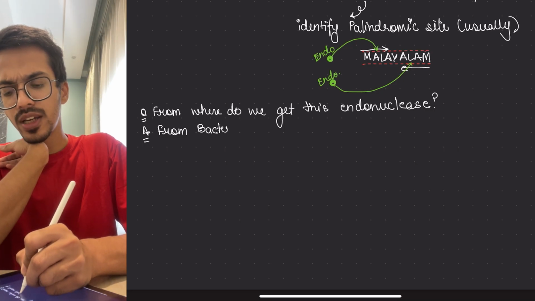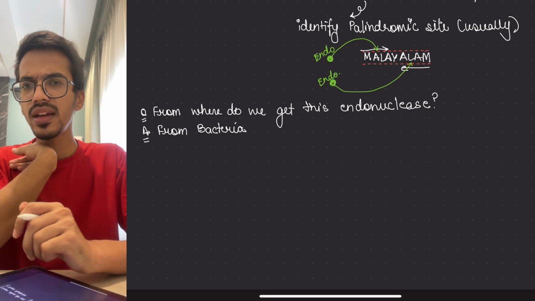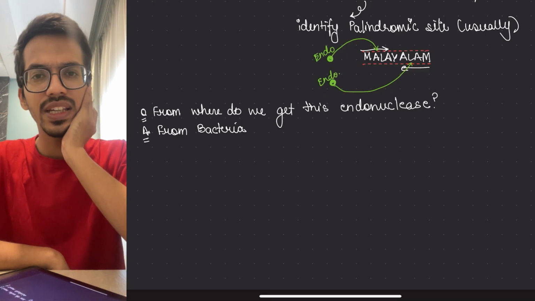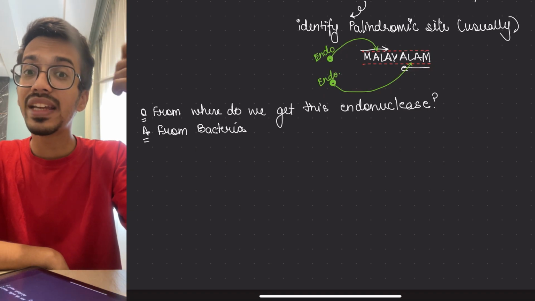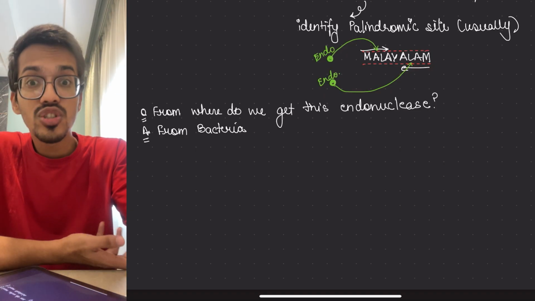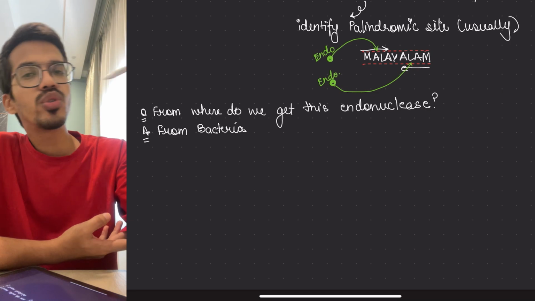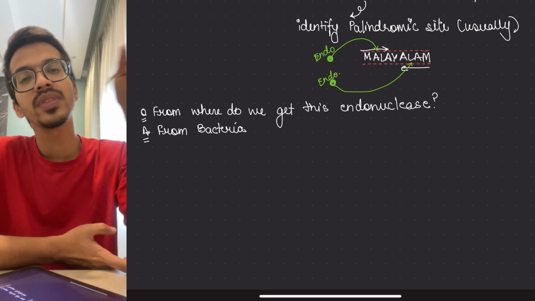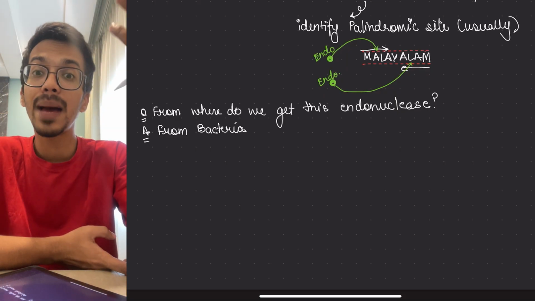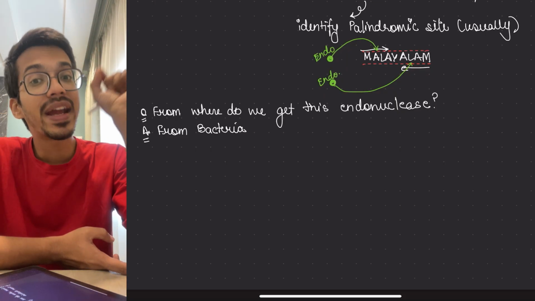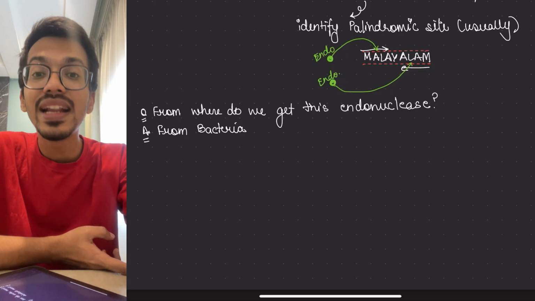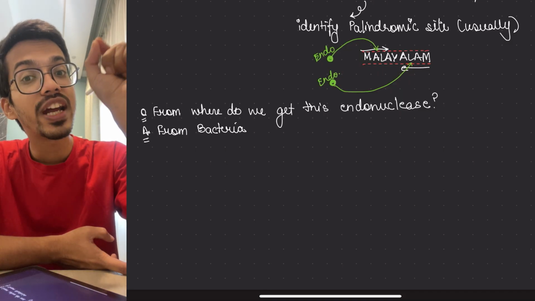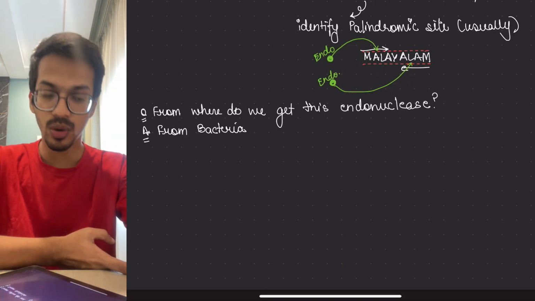Now the question is, bacteria also have their own DNA. Why doesn't the endonuclease cut the normal DNA of the bacteria? If the bacterial DNA were cut, it would destroy the molecule. So there must be a protective mechanism. Yes, there is: the DNA of the bacteria is methylated, meaning it has a covering of methyl groups. Because of that, it is protected and not cut.